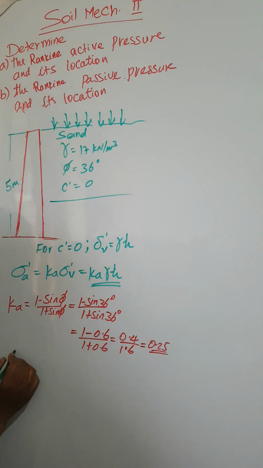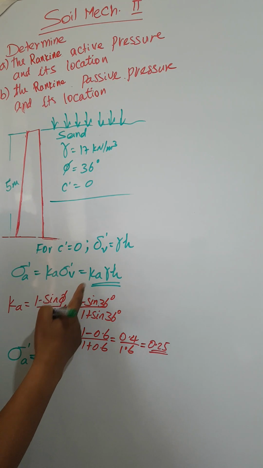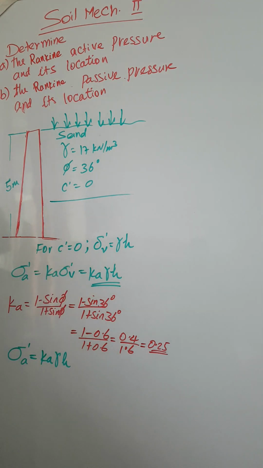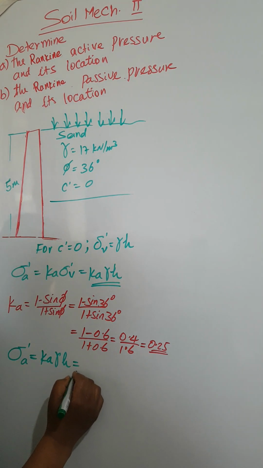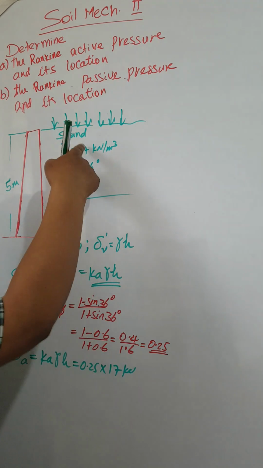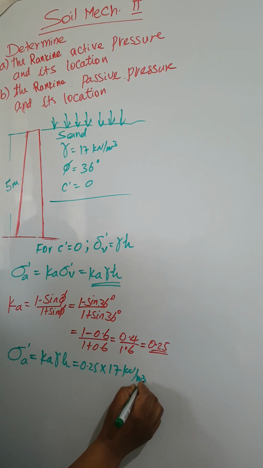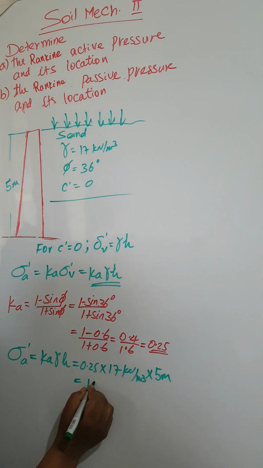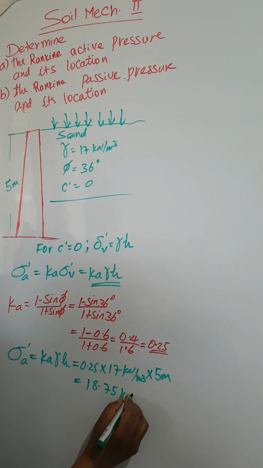Calculating the vertical stress. Okay, active stress is equal to Ka times gamma times H for C prime is equal to 0. ይሄ ስንት ሆነ ማለት ነው? 0.25 times gamma is 17 kilonewton per meter cube times the height is 5 meter. Okay, height 5 ሜትር ነው። ስለዚህ ይሄ ተባዝቶ ስንት ይመጣል? About 18.75 kilonewton per meter square.